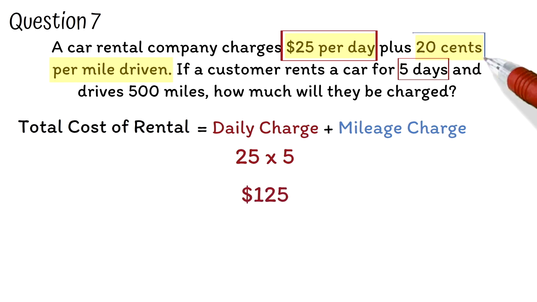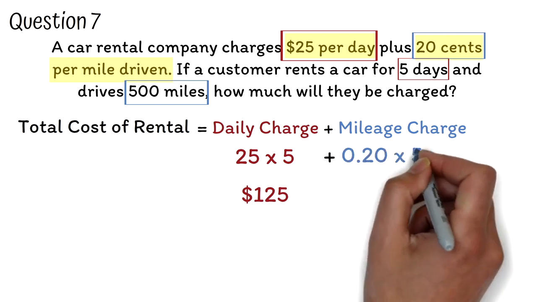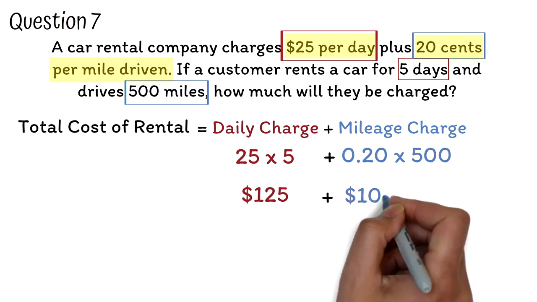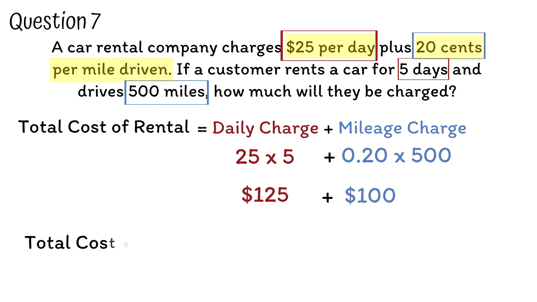The mileage charge is 20 cents per mile driven, and the customer drove 500 miles. 20 cents is the same as $0.20. So the mileage charge equals $0.20 times 500 miles. This will be $100. We know the total cost is the sum of the daily charge and the mileage charge. So we have $125 plus $100. We add this to get $225 as our answer. Therefore, the customer will be charged $225 for renting the car for 5 days and driving 500 miles.